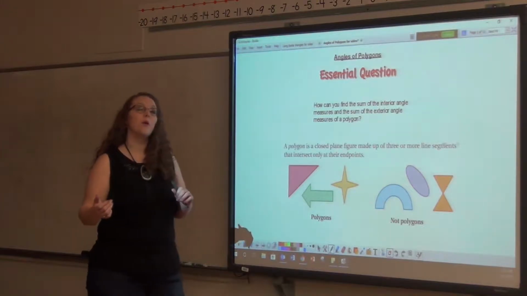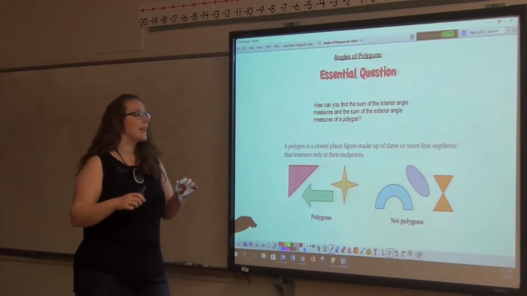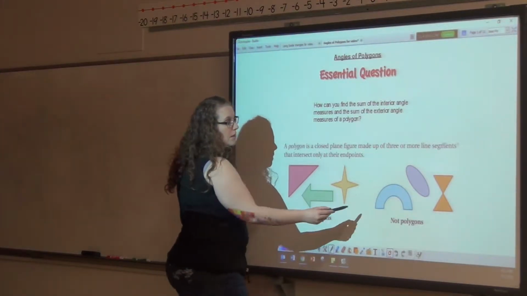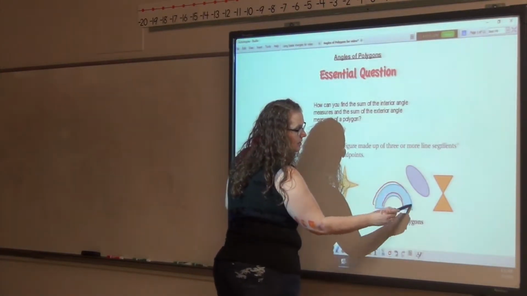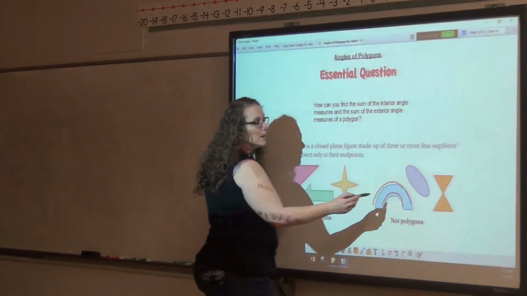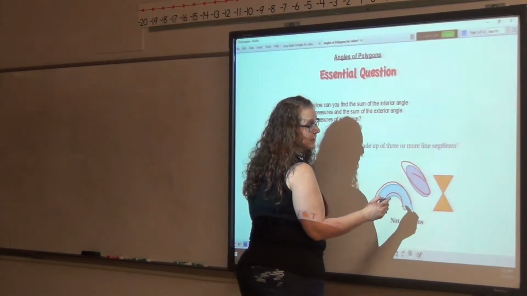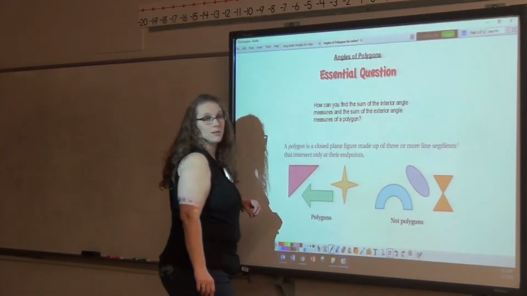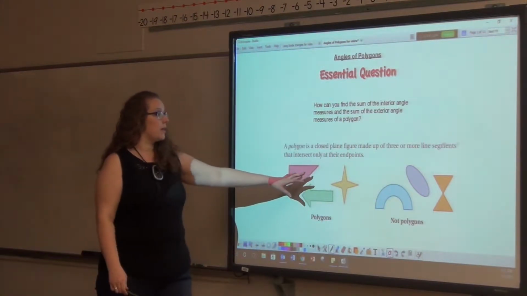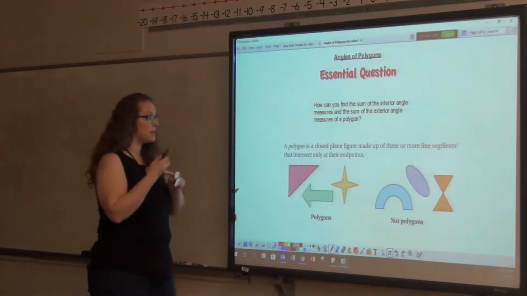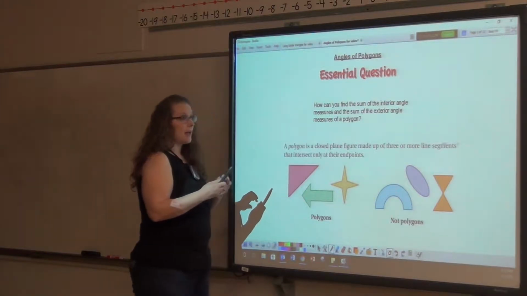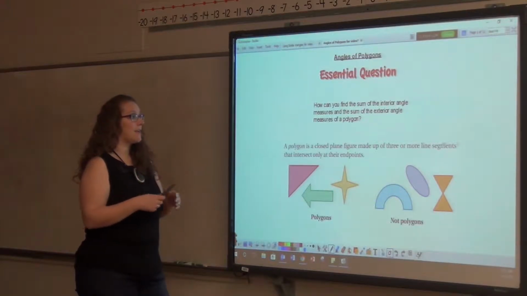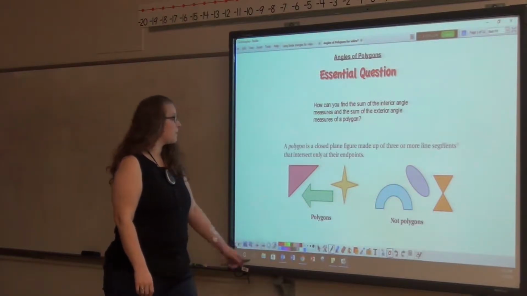And they are made up of 3 or more line segments that intersect only at their endpoints. So this is not a line segment, so that's not a polygon. This is all curved, it's not a line segment. These ones cross here in the center, so that one's not a polygon. These ones are all polygons. They only meet at the endpoints of their line segments, they are made up of three or more line segments, and they are a closed figure.